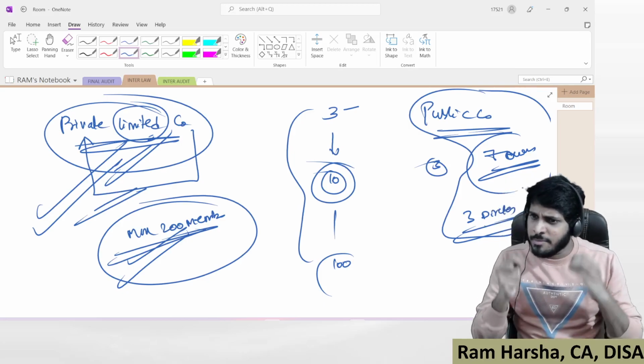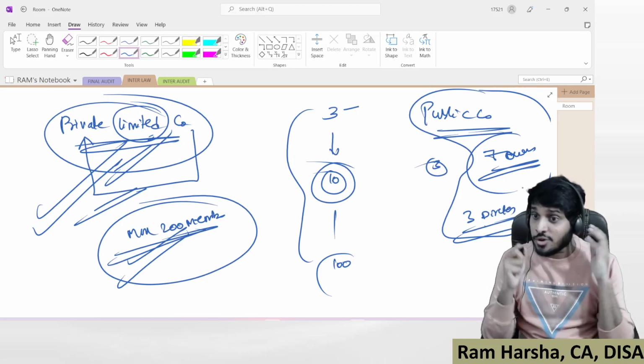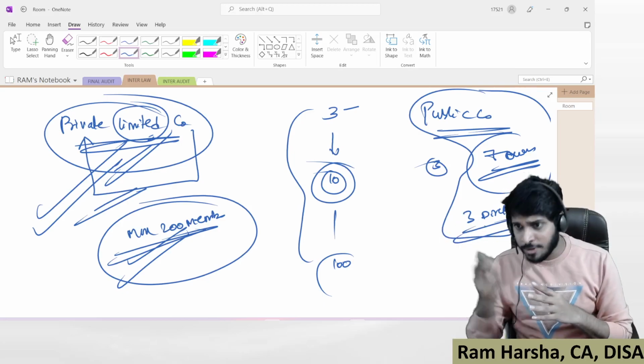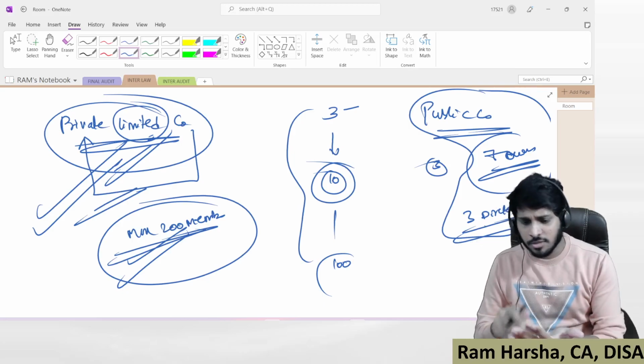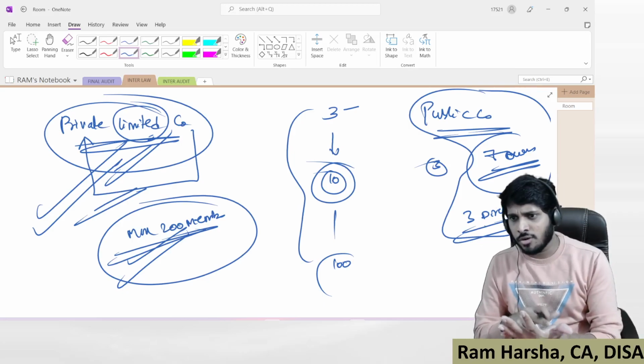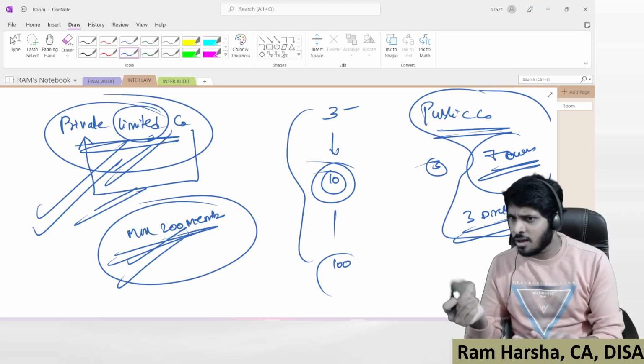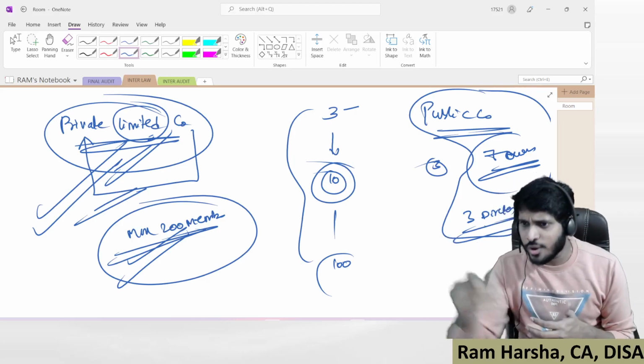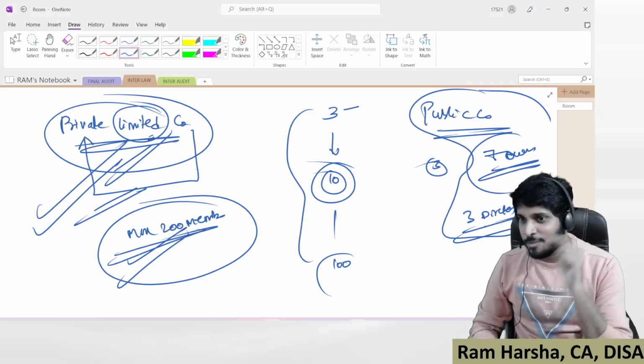Now, I want to become an owner of PPCL. I want to become a shareholder of PPCL. What will I do? Once the stock market opens on a working day, I'll open my demat account. For some 400 rupees, I'll buy one share of PPCL. That's it. I'm a shareholder of PPCL. General public like me so easily entered. So that is public company.